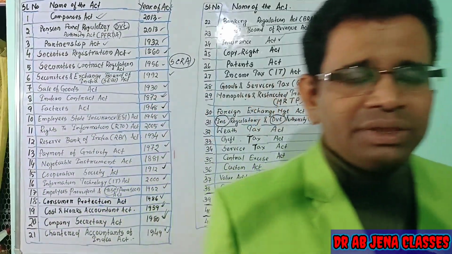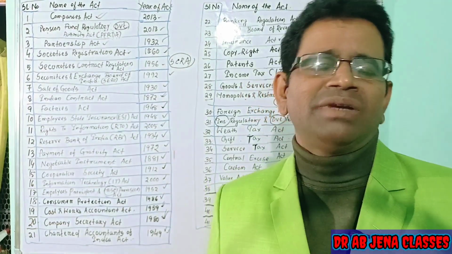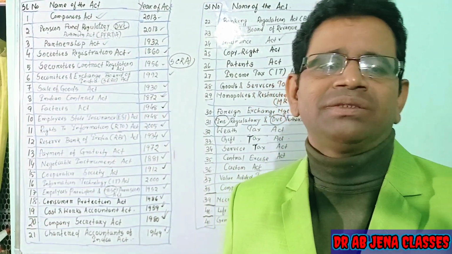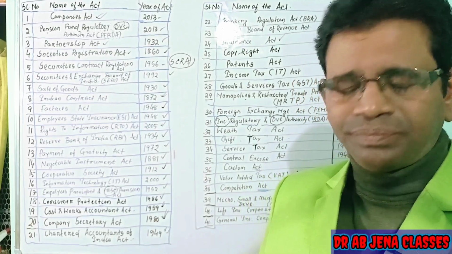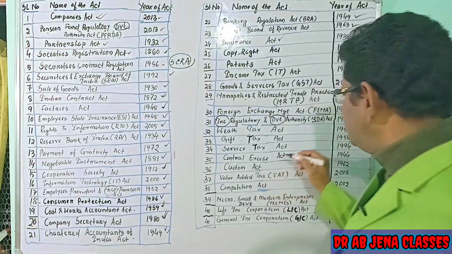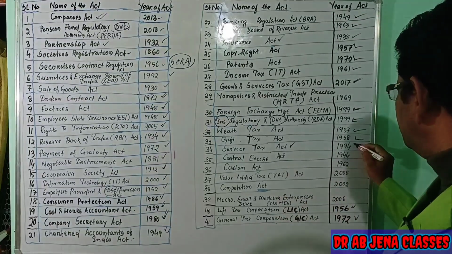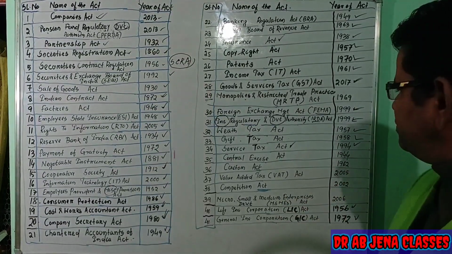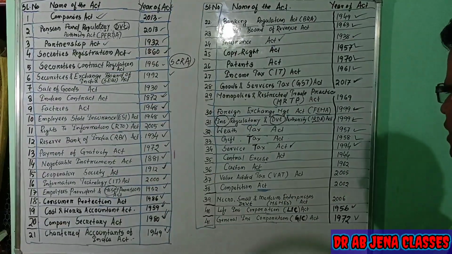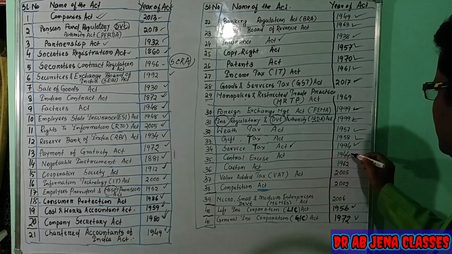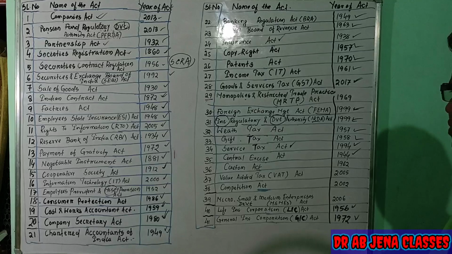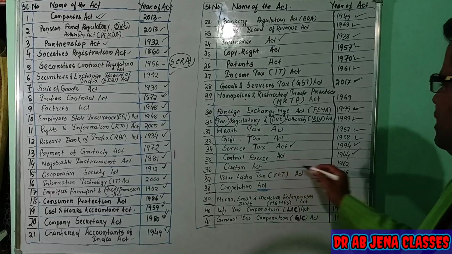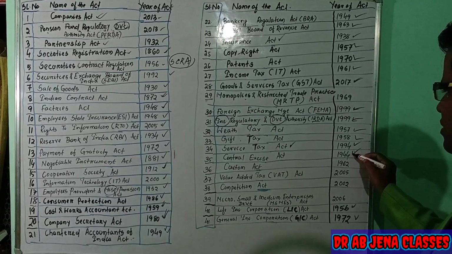You are studying both GST, as one paper, as well as income tax paper, and the indirect tax paper is also there. Next one is the Service Tax Act, 1994. Then the Central Excise Act is 1944.